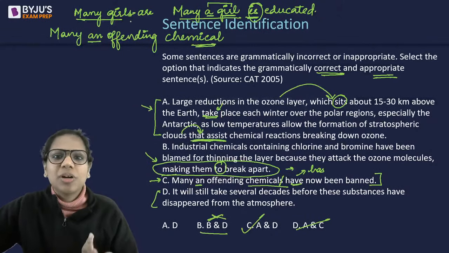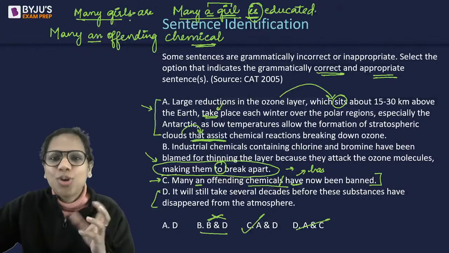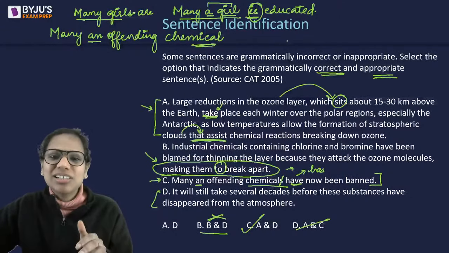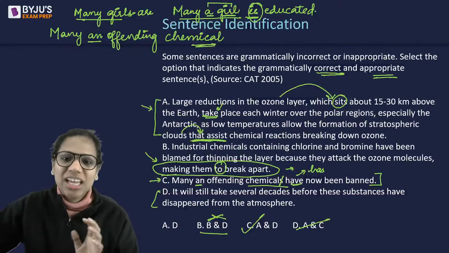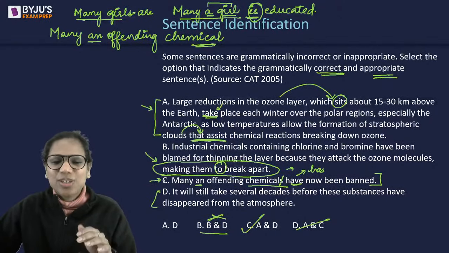Now, some of you must be wondering why then write like this. This is a more literary way, a more beautiful ornamental way of saying the same thing. Many girls versus many a girl, many chemicals versus many a chemical. Right? Hope this makes sense. And C is definitely the erroneous one.